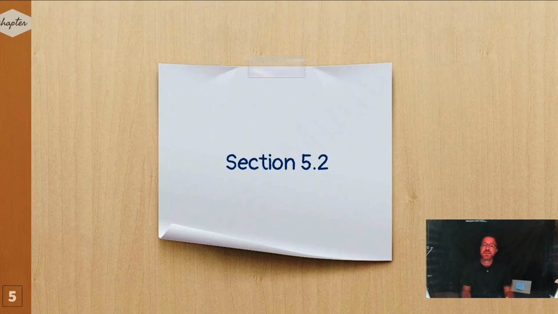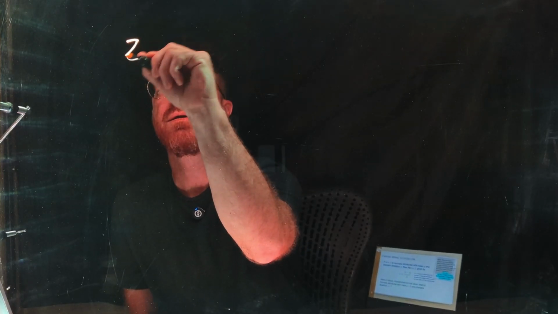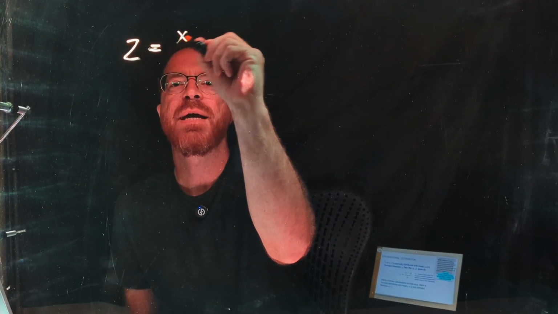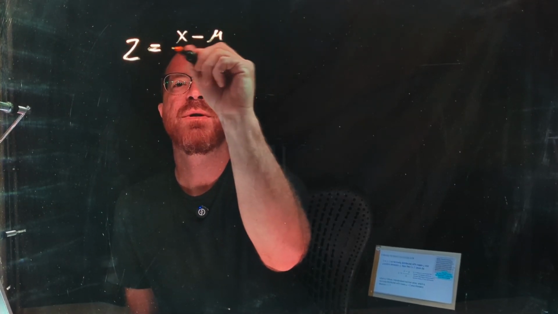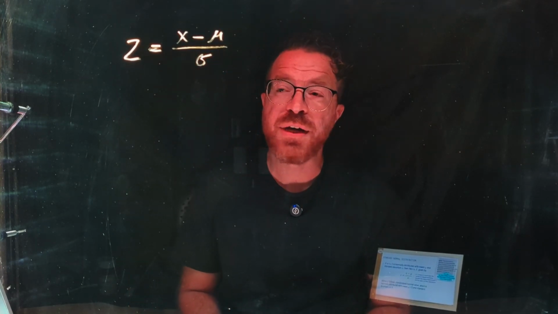Hello everyone. In today's lesson, we're going to cover section 5.2 on finding probabilities for the normal distribution using the standard normal probability distribution. So if we have some random variable x that's normally distributed with a mean of mu and a standard deviation of sigma, then the random variable z is given by z equals x minus mu over sigma. And this is called the z transformation.